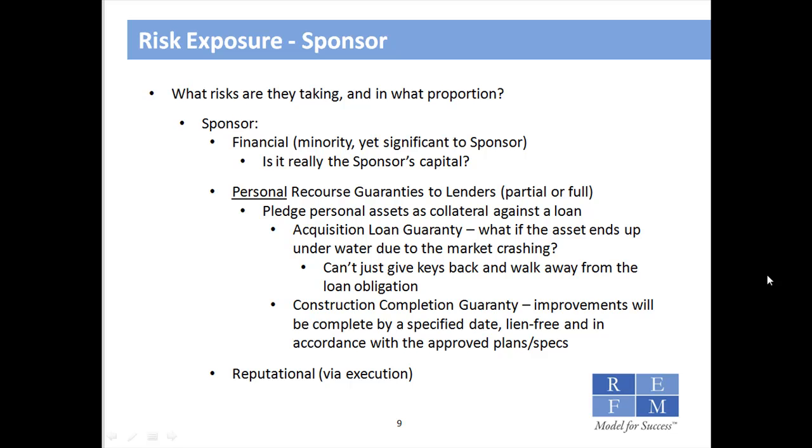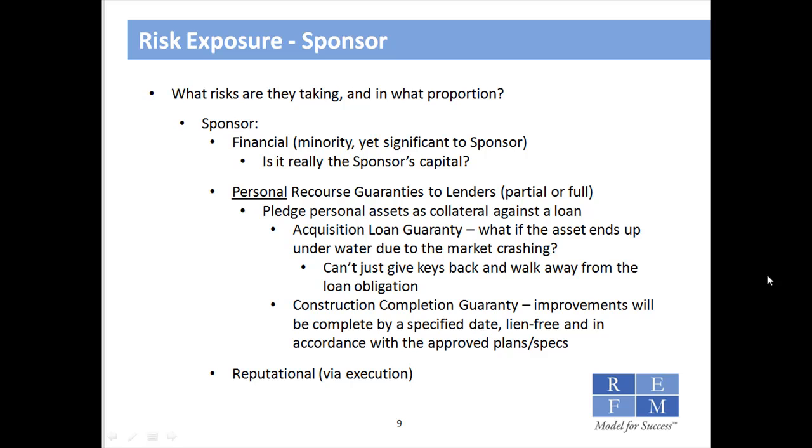Personal guarantees are the pledging of the sponsor's personal assets, not those of the business, as collateral against the loan. For instance, in an acquisition scenario, if the lender has a personal guarantee from the sponsor, in the instance that the asset's market value drops below the remaining loan principal amount owed, the consequence of the principal walking away from the investment is not just a loss of reputation, but also a loss of personal assets. Likewise, in a construction scenario, the sponsor might have to guarantee that the construction schedule will be met, the job will be free of mechanics liens, and it will be built in accordance with the plans and specifications on which the lending occurred, or the sponsor will be personally financially responsible to cure any deficiencies.